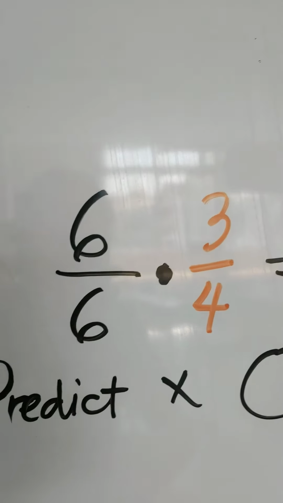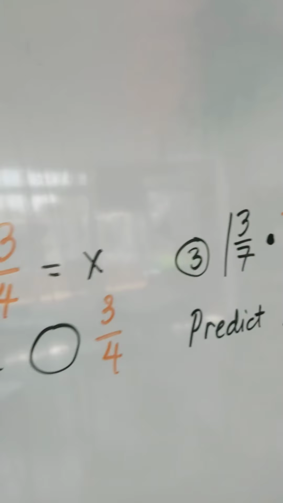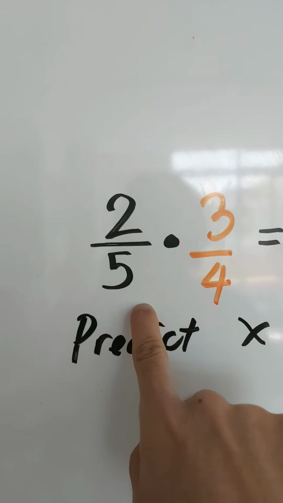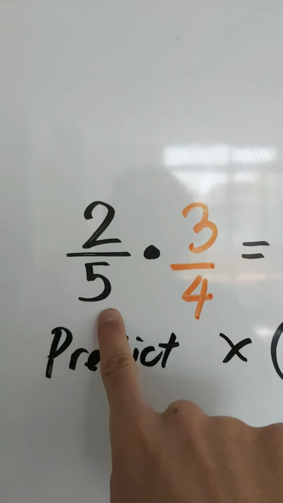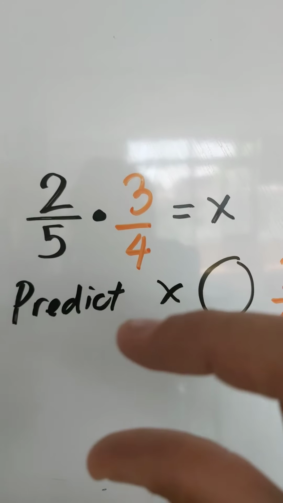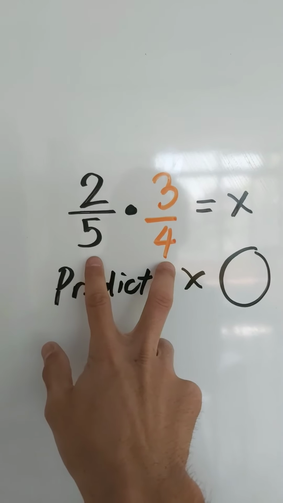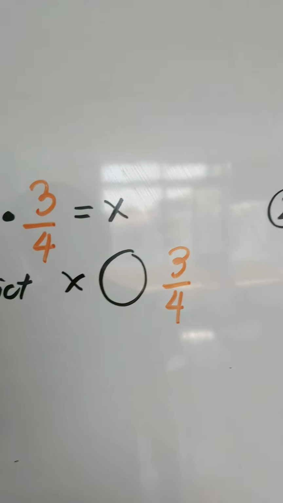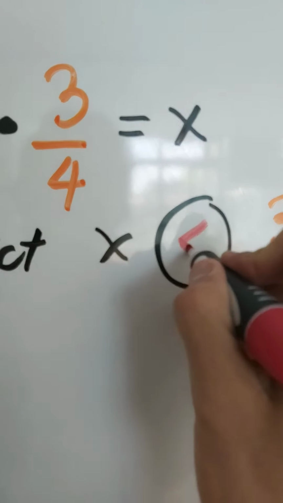Here, 6/6 is 1 whole. And here we have 1 whole, or 1 3/7. So it's more than 1, right? Here's where we predict what's going to happen. What's going to happen to 3/4 if we multiply it by a fraction less than 1, right? 2/5 is less than 1. I guess we could say that there's a good chance that if we multiply a fraction by another fraction smaller than 1, that fraction will become less than 3/4, right? So the result, when you multiply these two factors, will be smaller than 3/4, right? So x will be less than 3/4.